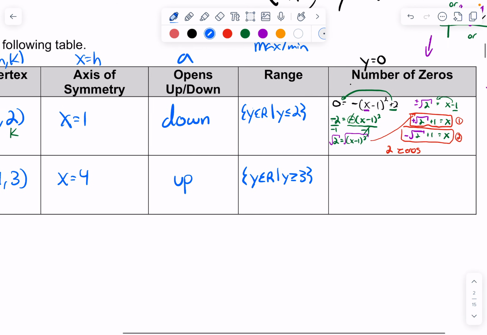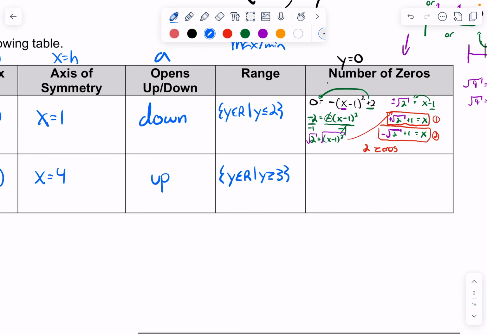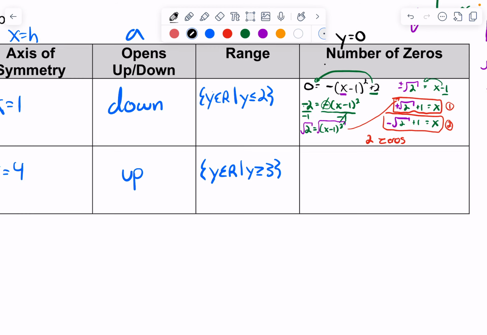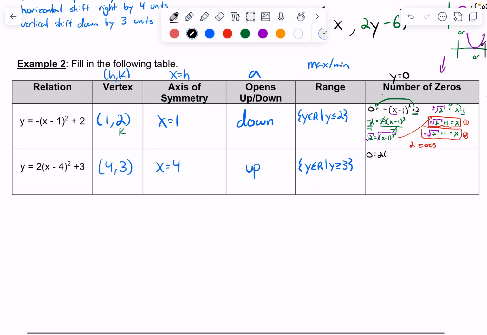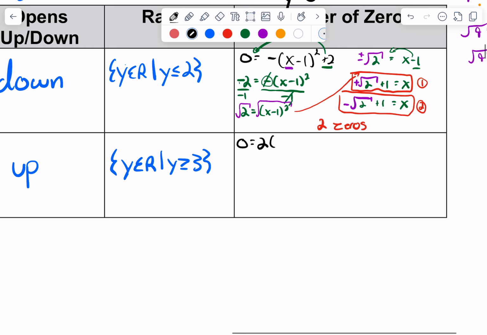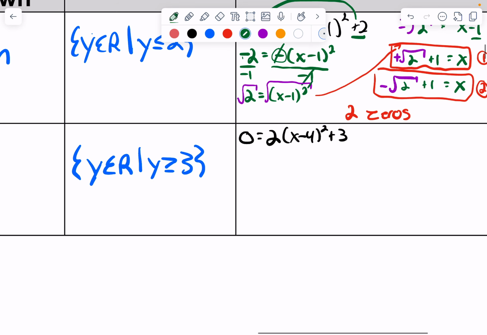Okay, so back to this, number of zeros. Well, same approach, write your equation and set it equal to 0. So 0 equals 2 times (x minus 4) squared plus 3. So we are going to isolate for the x in the same fashion, okay?